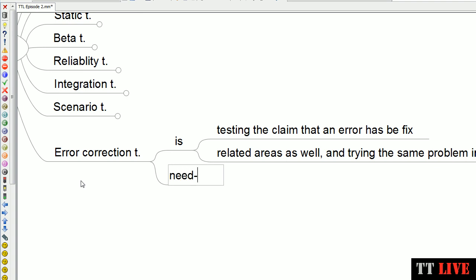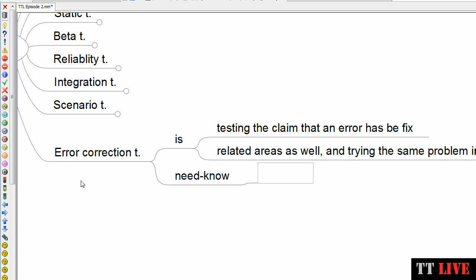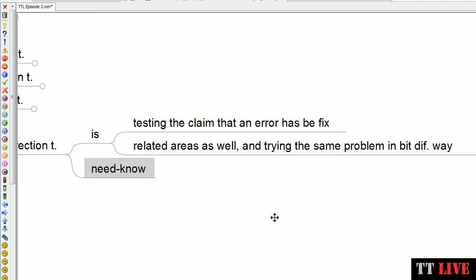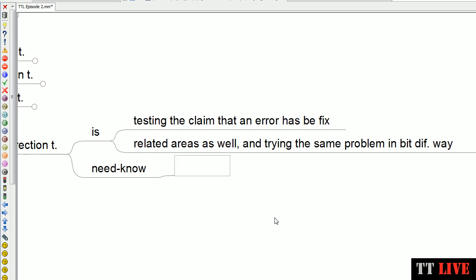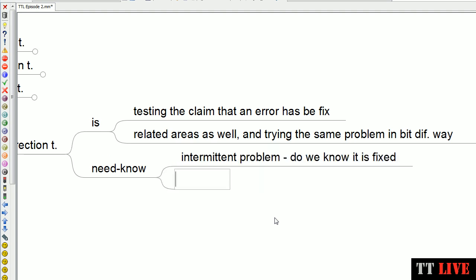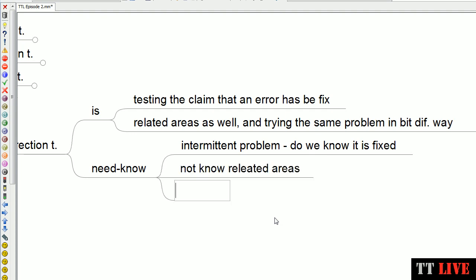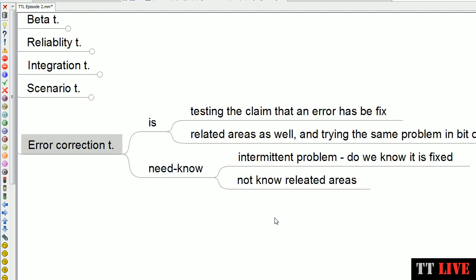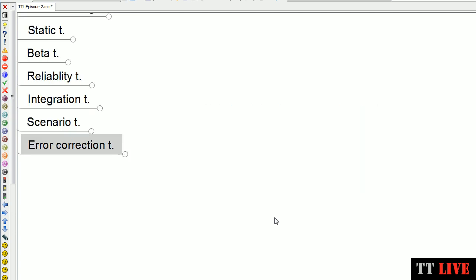Well, we need to know that it's very hard to say a problem is fixed if it's an intermittent problem. Do we know it is fixed? We might not know related areas, and investigation of that might take some time. But these are the things error correction is, and you should be aware of that.